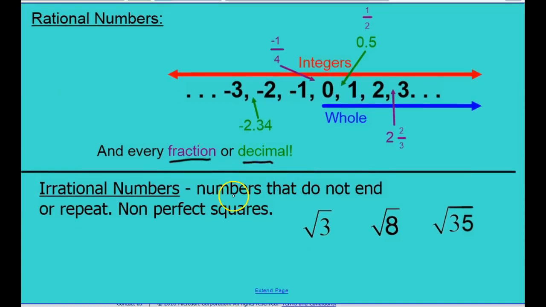Irrational numbers are numbers that do not end or repeat, or they're non-perfect squares. So the square root of 3 is a non-perfect square, so that would be irrational. The square root of 8 is a non-perfect square. The square root of 35 is a non-perfect square. Those would all be irrational because they do not end. So if I found the square root of 3, that gives me 1.73205 ... goes on and on forever. That would be an irrational number.